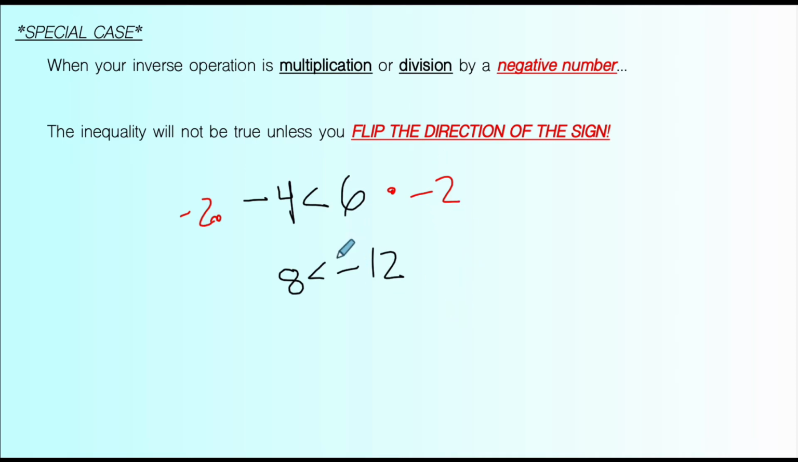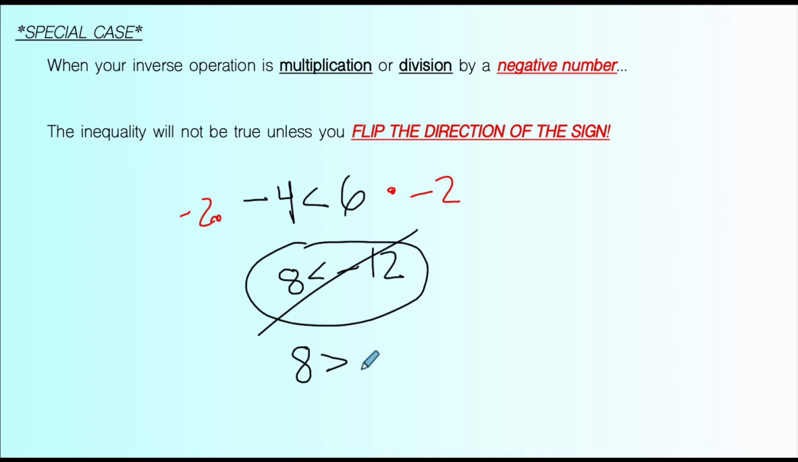But look, this is now untrue. 8 is not less than -12. That is totally untrue. How can I make this inequality true? Because it's not true right now. The only thing that I can do is I can flip the direction of the inequality sign. That will then make this a true inequality. 8 is greater than -12.